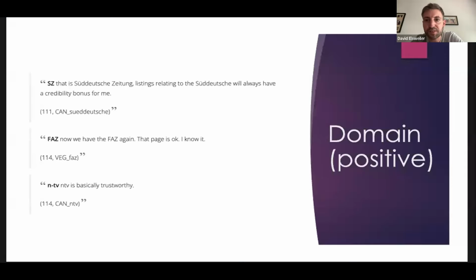So let's take the example where participants recognized or were familiar with the domain of a result, and this led to a positive judgment. One participant said, "That is the Süddeutsche Zeitung. Listings relating to the Süddeutsche will always have a credibility bonus for me. FAS. Now we have the FAS again. That page is okay. I know it. NTV. NTV is basically trustworthy." So in all three of these cases, there was a familiarity with the domain, and that was viewed positively, and that skewed the credibility judgments accordingly.